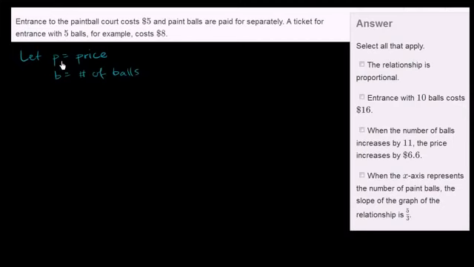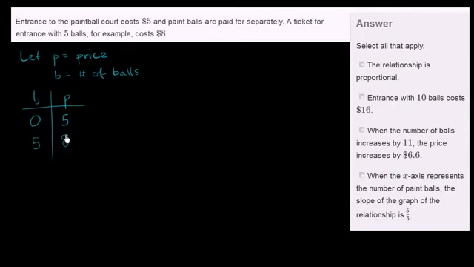And we know that the price is going to be a function of the number of balls. We can make a little table here. So let's make a table where for a given number of balls, let's figure out what the price is going to be. So let's just start at 0 balls. If we have 0 balls, we have to pay just to get into the paintball court, and that costs us $5. Now they tell us a ticket for entrance with 5 balls, so now we have entrance and 5 balls. This is going to cost $8.